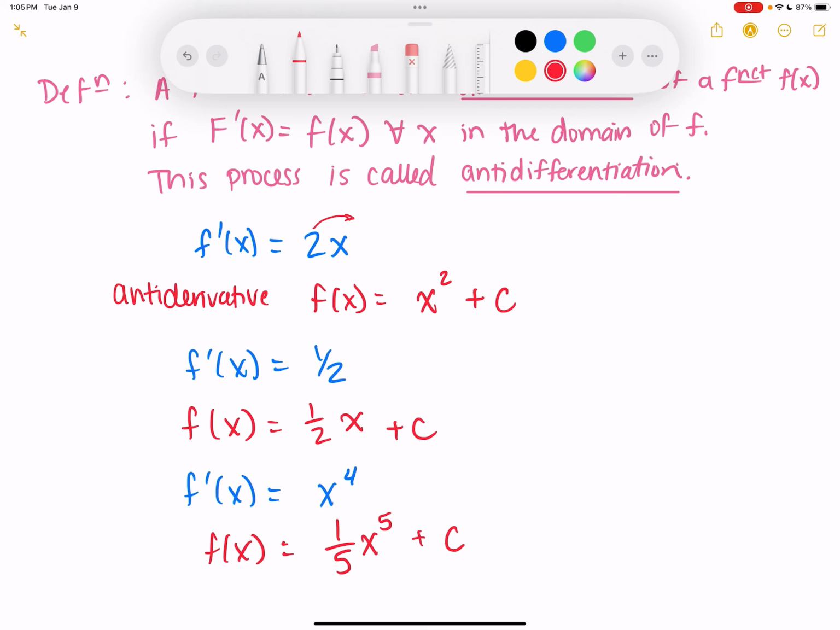Now, that's why I thought, the reason I said, what did you say? Because I thought you said 5x to the fifth when you originally said it. And that's why I was like, that's not going to give us the right thing.